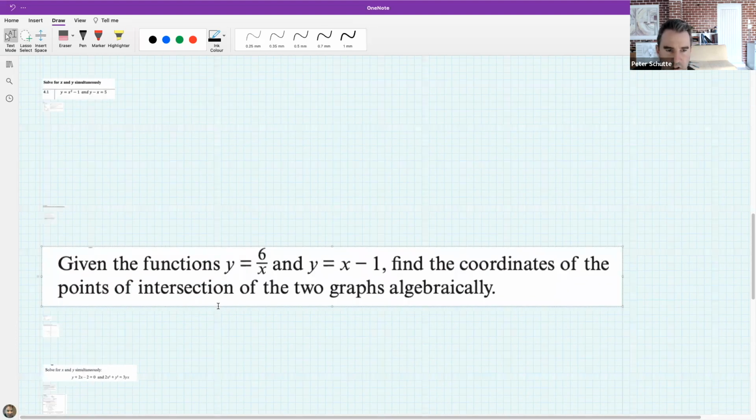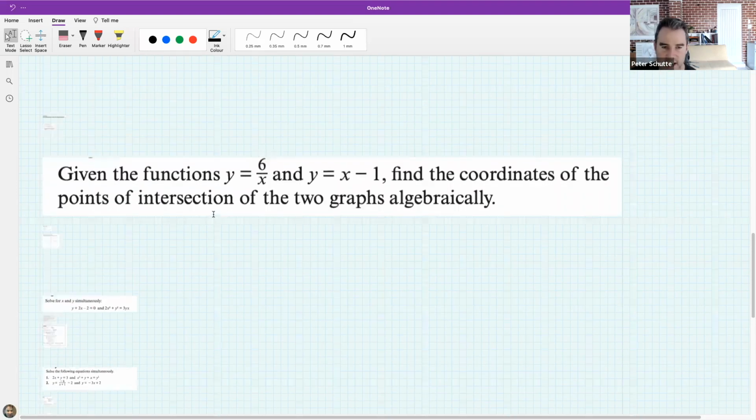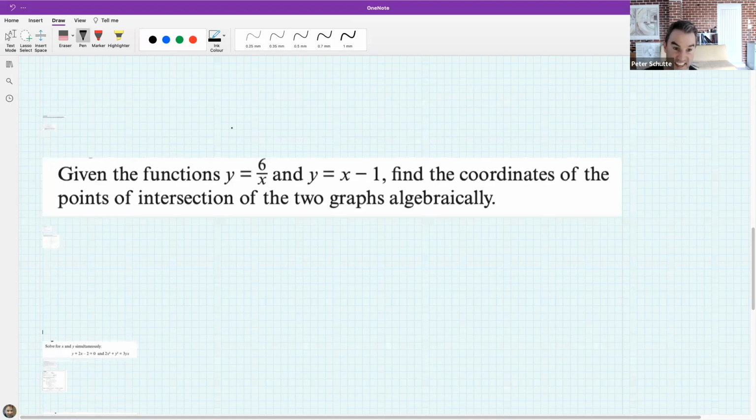Here are 2. It says, given the functions y equals 6 over x and y equals x minus 1, find the coordinates of the points of intersection of the 2 graphs algebraically. Now, there's a lot of words that are thrown in here, but basically what they're saying is find me the simultaneous solutions of y equals 6 divided by x and y equals x minus 1.